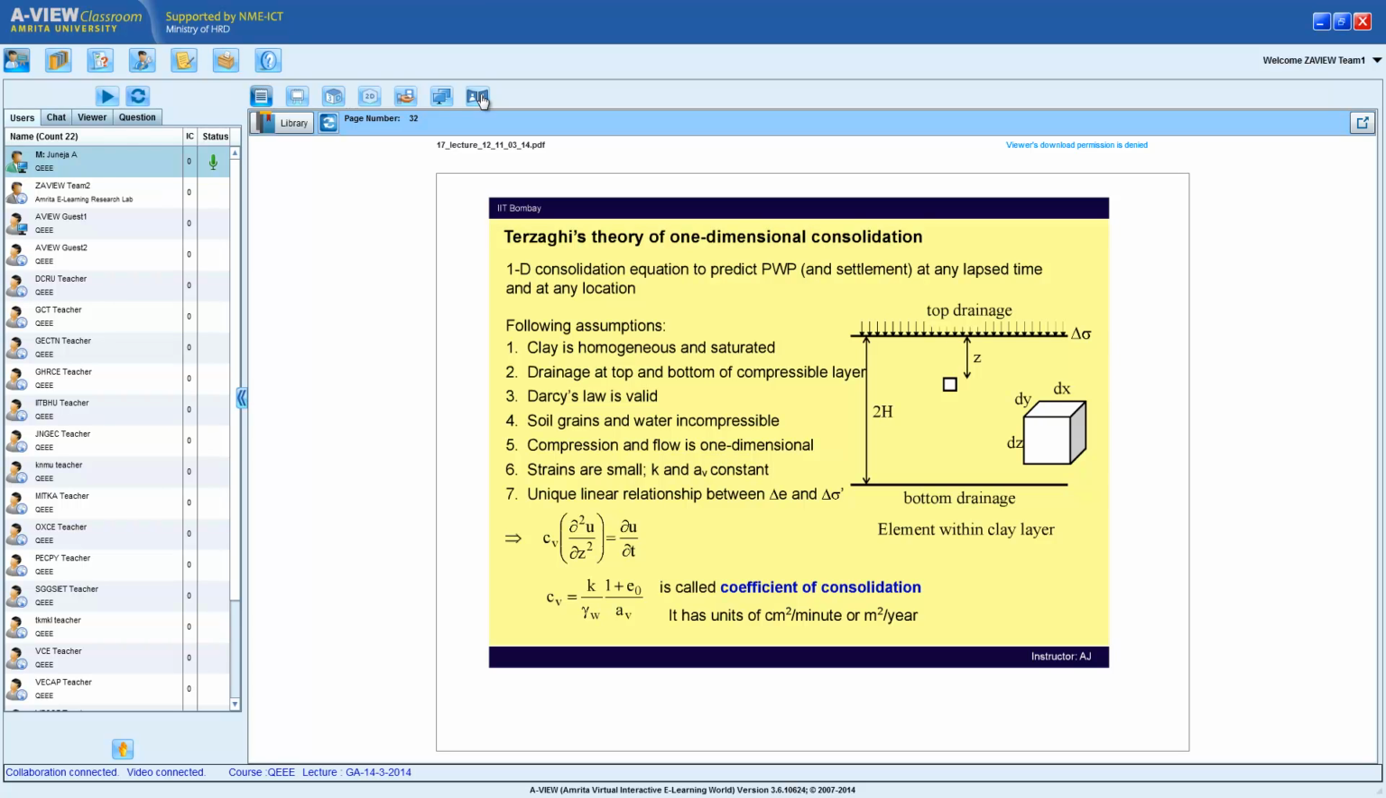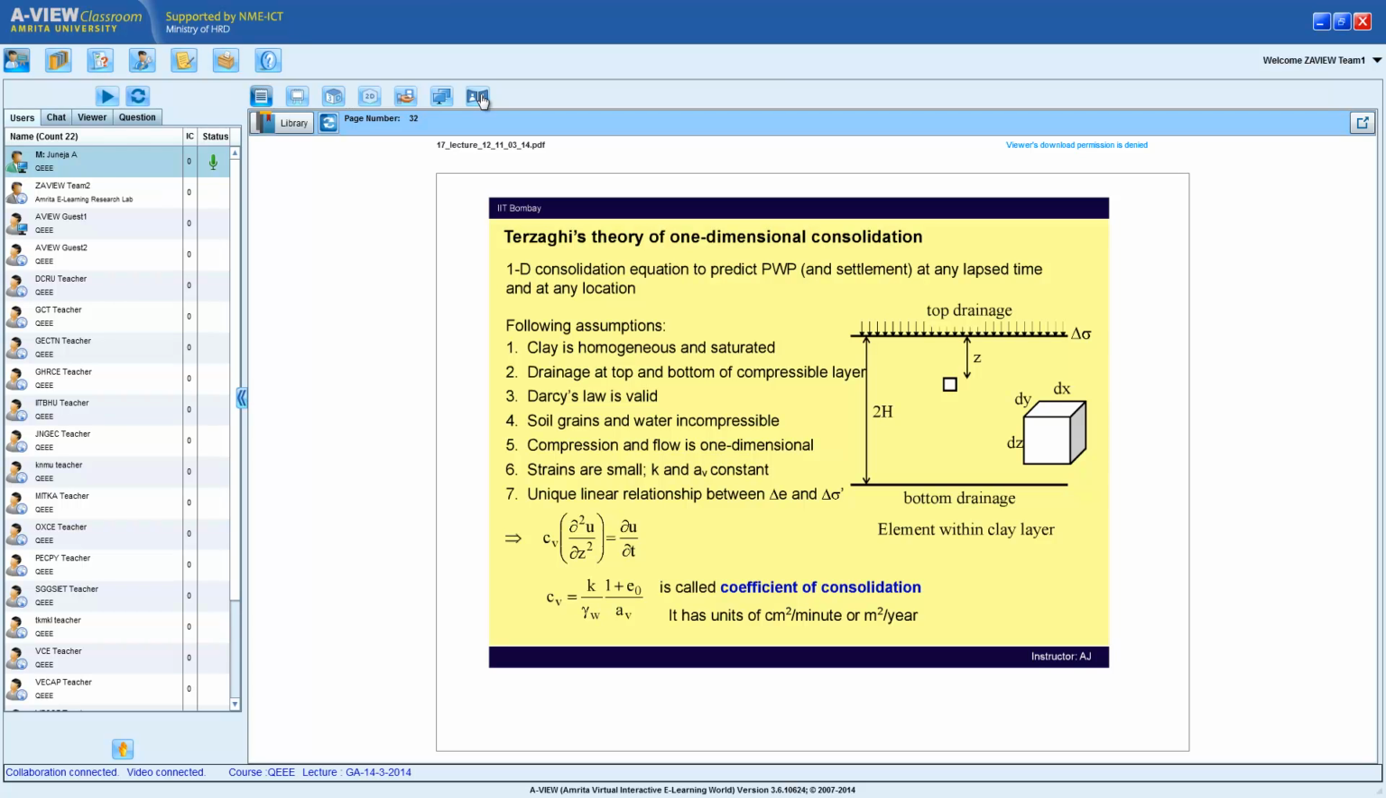The third one is Darcy's law is valid. This is true, meaning you can't violate Darcy's law. Soil grains and water are incompressible. Of course the rigidity or the stiffness of soil grains alone and water alone is many times greater than the rigidity or the stiffness of the entire soil mass. Please understand this. The soil mass has a much lower rigidity compared to the rigidity of grains and water individually put together.